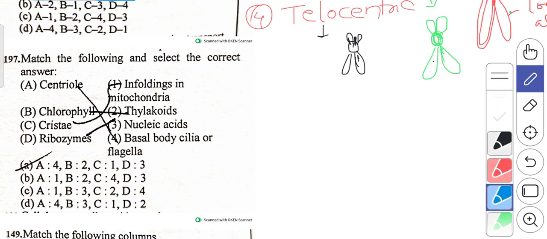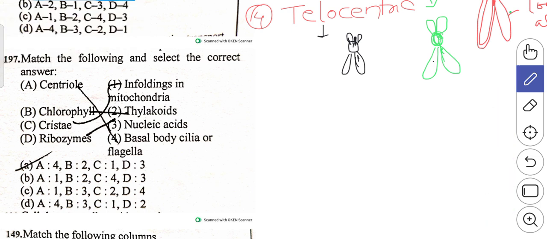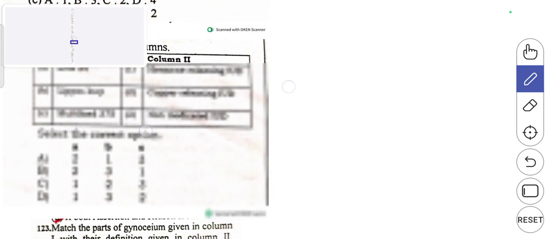So what is the function of the centriole? Centriole, it forms what? Basal body, cilia and flagella. Chlorophyll will be seen in the thylakoids. Cristae, it is an inner folding of the mitochondria, sorry. Then ribozyme, it is one of the nucleic acids. So A4, B2, C1, D3. So A is the right answer for this question. So we'll discuss the next one.